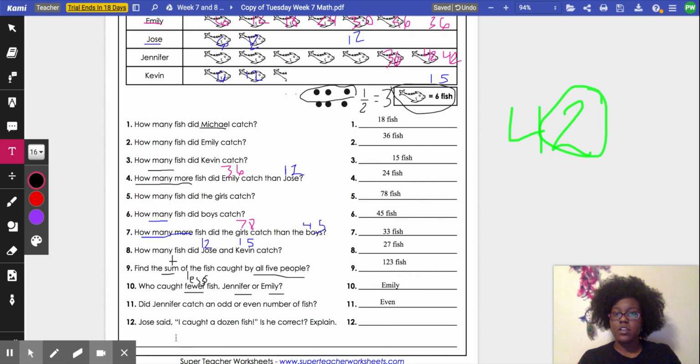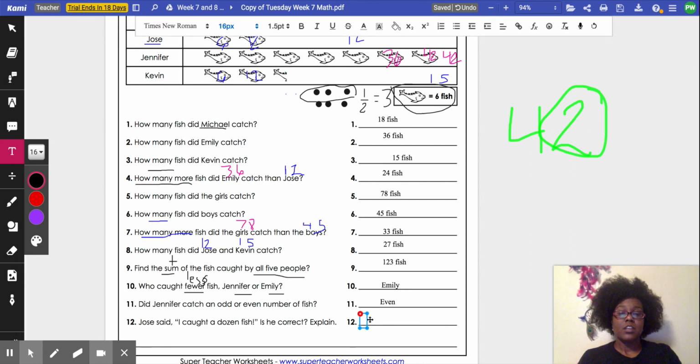Number 12. Jose said, I caught a dozen fish. Is he correct? Explain. Well, Jose is correct. Yes, because a dozen is 12.